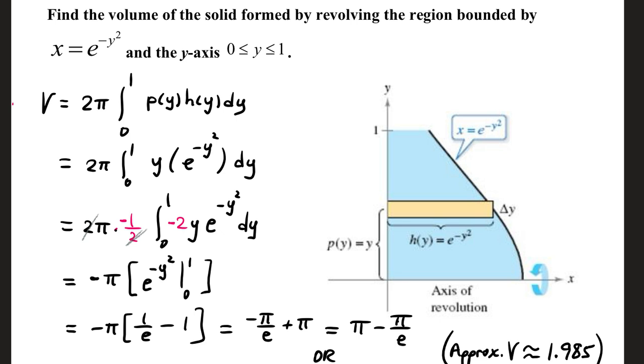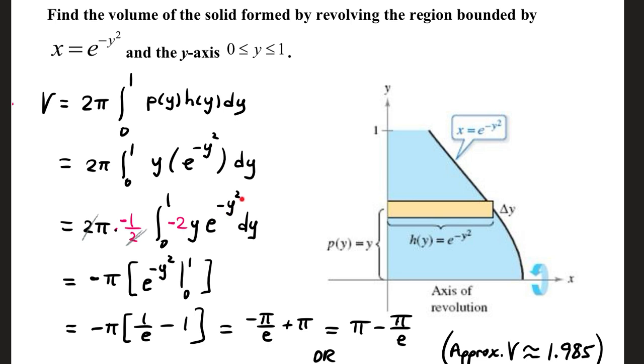So let's set this up. Our volume will be calculated as 2 pi integrating from 0 to 1. P of y is y. Remember, that's the distance from the axis of revolution to the middle of your representative rectangle. That's just the distance of y. Our function in terms of y was e to the negative y squared. Multiplying, we get y e to the negative y squared.